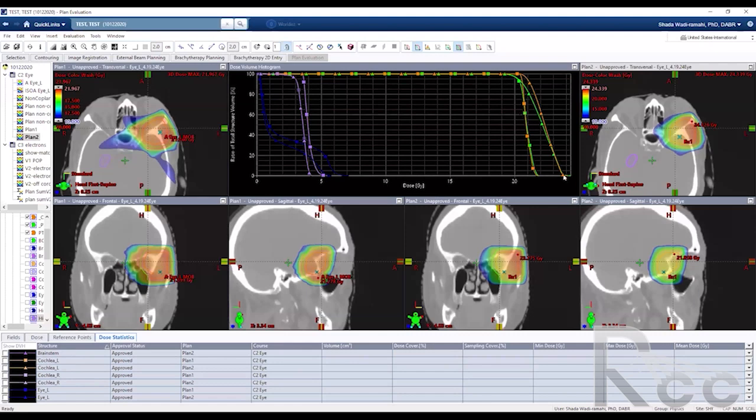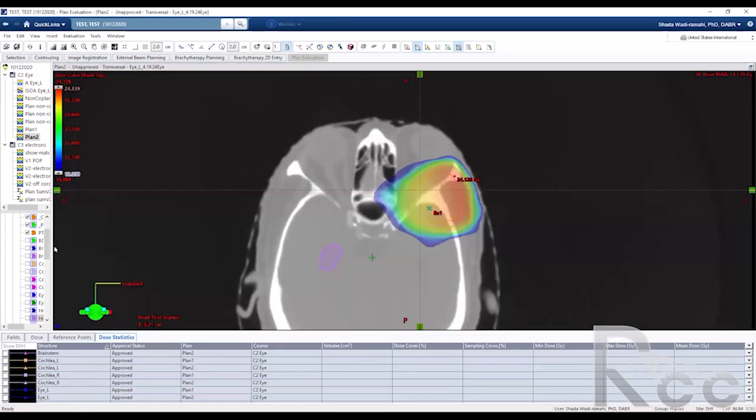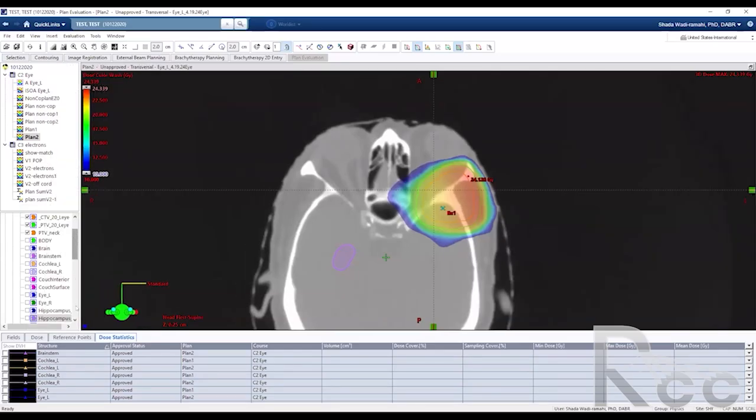But now someone might say, you know what, I don't like 24 gray maximum dose. 24 gray is a 120% hotspot. I don't like it either. So what can we do? Well, in this case, we have learned that we could use wedges or we could use non-coplanar beams. And in this particular case, I'm going to show you, I used both techniques.